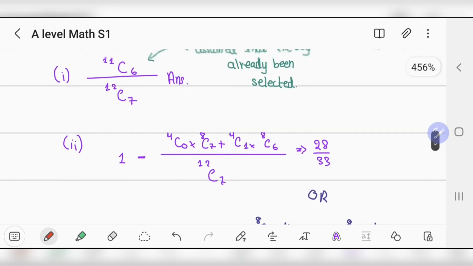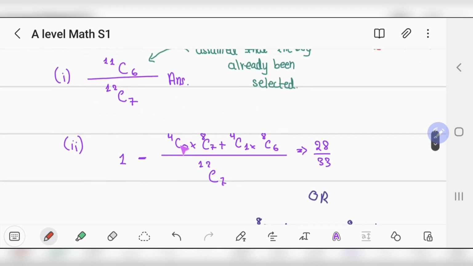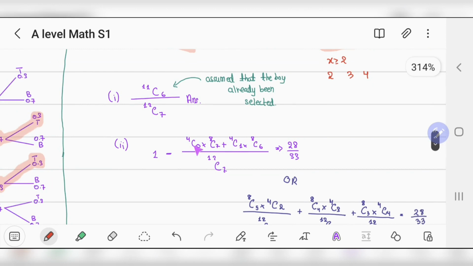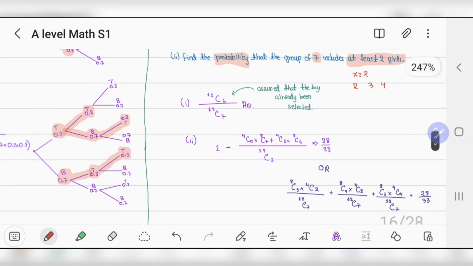Or you can just do it by having no girls and taking all the boys, or having 1 girl, and then you subtract those from 1 and you get the same answer. Okay, this kind of technique, even though it's part of probability, is also used in binomial distribution, right? So I think you should check that out. Okay, moving on.